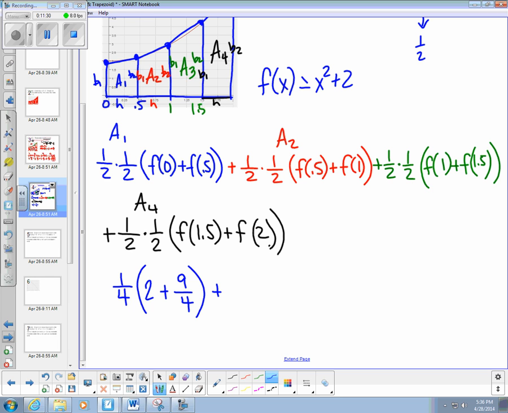And then for the second trapezoid, 1/2 times 1/2 is a 4th. When you put in 0.5, which we just did, we got 9/4. When you put in 1, 1 squared plus 2 is 3. Okay, for the third trapezoid, again, 1/2 times 1/2 is a 4th. F of 1 we just found to be 3. When you put in 1.5, you come out with 17/4.